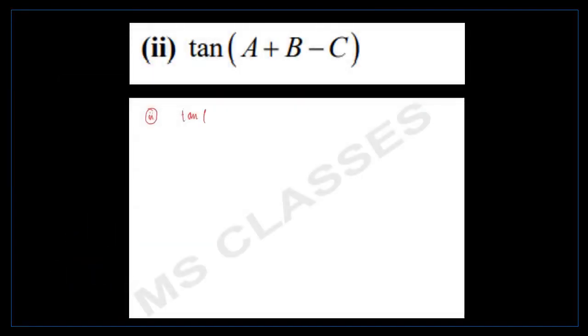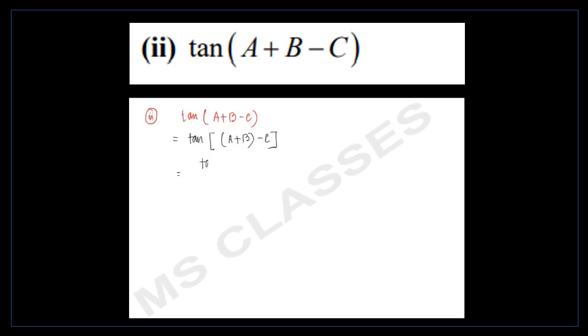Tan (a plus b minus c). Now here also the concept will be the same. Here we can take a plus b as one angle, minus c. So that will give us the tan (A minus B) formula, because you can see, this whole thing you take as A, and this whole thing you take as B. So it is the tan (A minus B) formula.